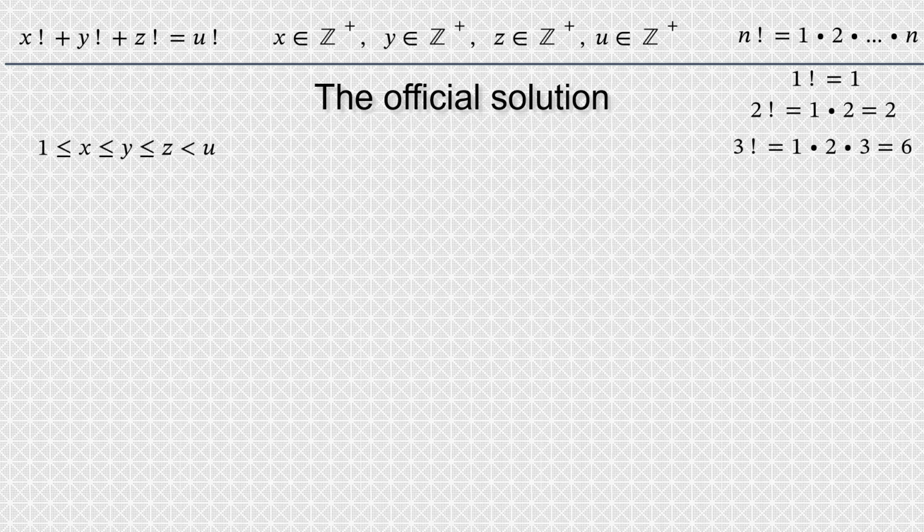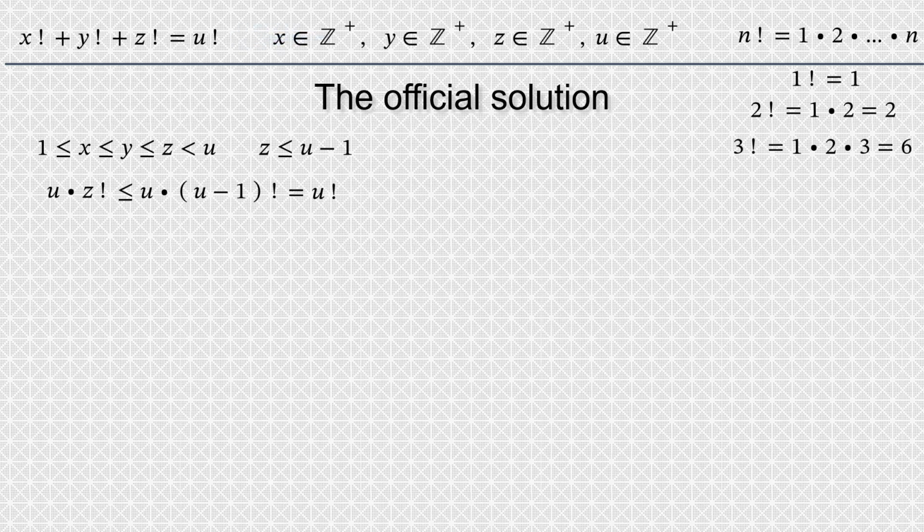Again, we use the inequality for x, y, z and u, but this time the strict inequality between z and u is really essential. It allows to write that z is no more than u minus 1. And here comes the magic trick. We write u times z factorial is no more than u times u minus 1 factorial, while u times u minus 1 factorial is just u factorial.